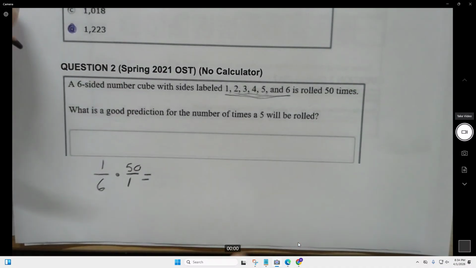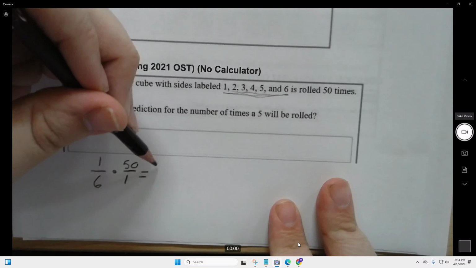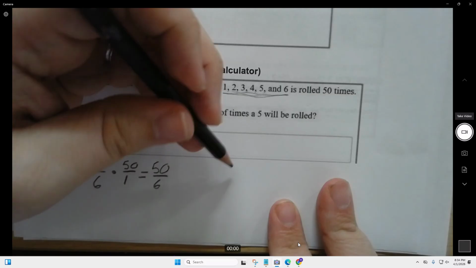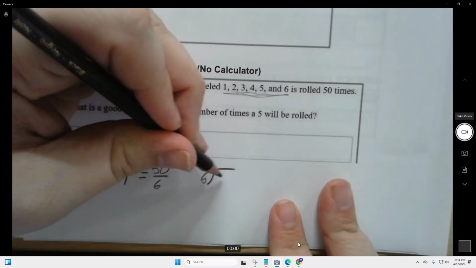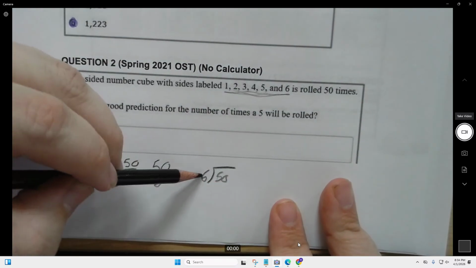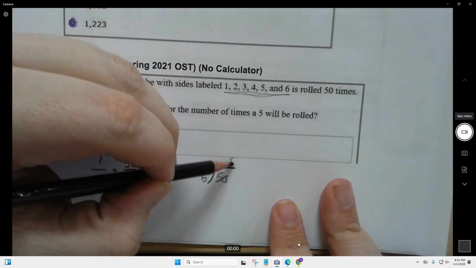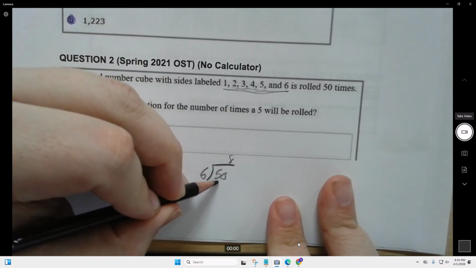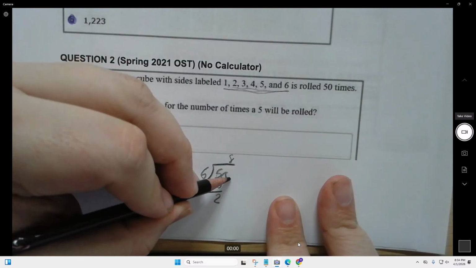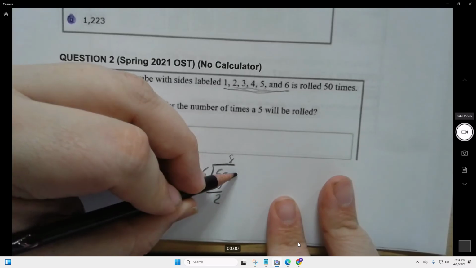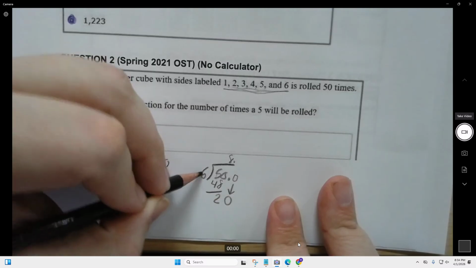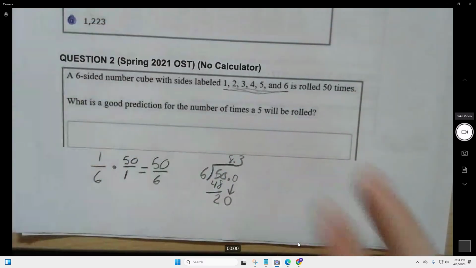Remember, to multiply a fraction by a whole number, you put the whole number over 1 and multiply across. 50 divided by 6. 6 doesn't go into 5, but 6 does go into 50 8 times. 6 times 8 is 48. We're not done, so we add a decimal and drop it down. 6 goes into 20 3 times. At this point, I'd stop.